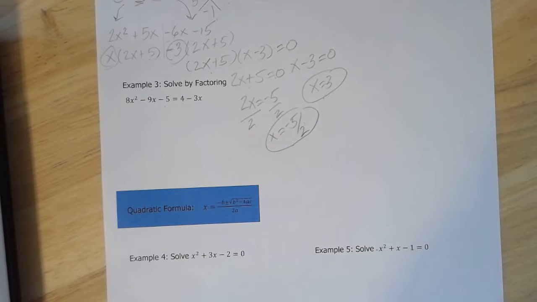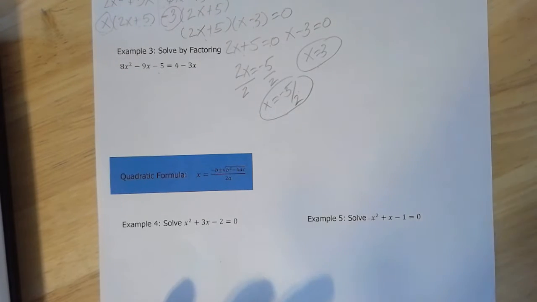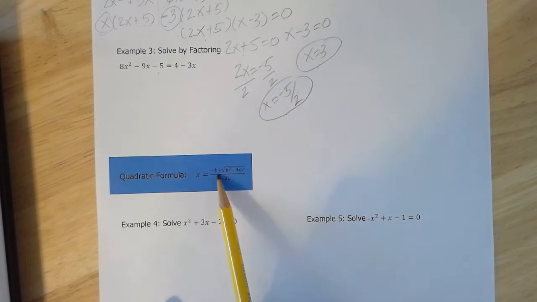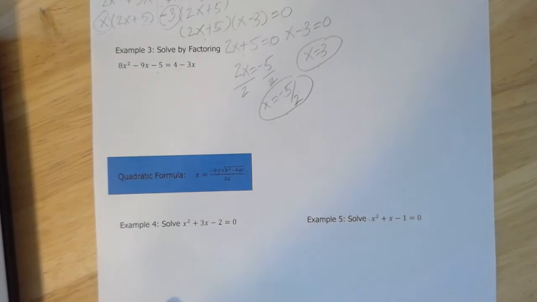You just have to memorize your quadratic formula so that you can plug it in and do it quick. All right, so I'm going to go over with you guys how to do the quadratic formula. The quadratic formula is x equals, that's the answer, x equals negative b plus or minus the square root of b squared minus 4 times a times c, all over 2a.